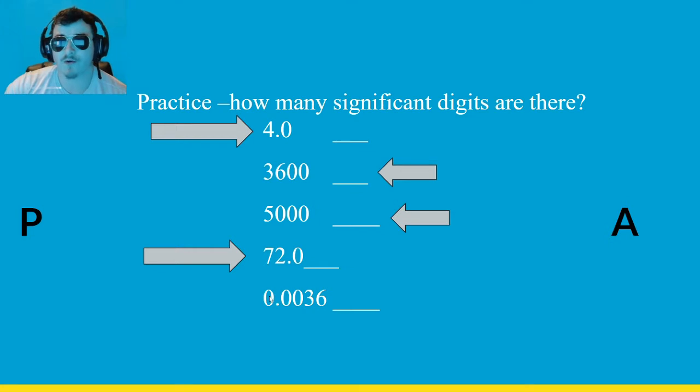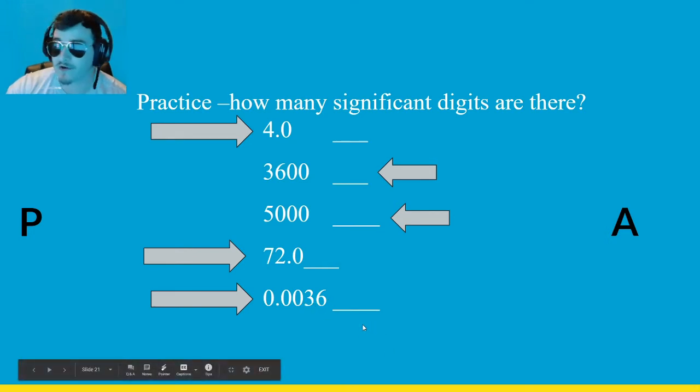Okay? So then we look at 0.0036. Decimal point is present, so we still come in from the left, and I've got 3 zero numbers out front. None of them are significant. Only the 3 and the 6 are. So this also has 2 significant digits.